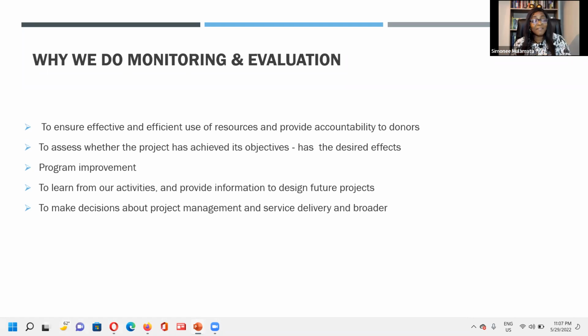So monitoring and evaluation is, at the end of the day, a specialized area, but you cannot become the specialist if you did not go through the general process. That is what monitoring and evaluation tells us. To ensure effective and efficient use of resources and provide accountability to donors. Now, accountability to donors. I always say there's a statement where we say the donors are always right. It's just because they are holding on to the money. But also, if you take somebody's money, then you are accountable for that.